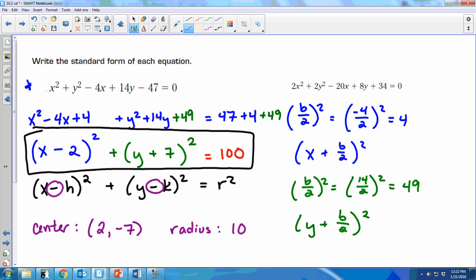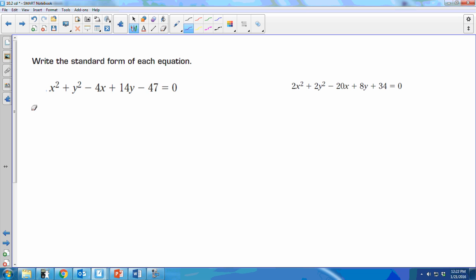Questions about that? Can I resolve that? On the second example, what's the problem? Someone said 2's. There's a 2 in front of the x squared and the y squared. That's an issue. If it's a circle, it'll be the same number in front. So we can't complete the square until we get rid of the 2's. Again, luckily everything is even, so we're going to divide everything by 2.